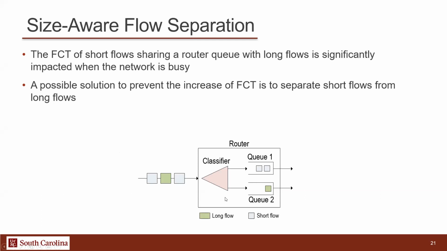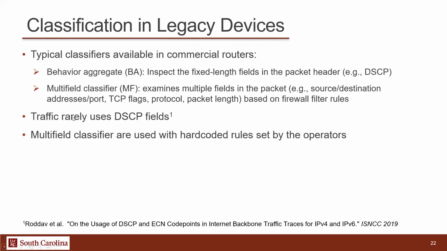And the core routers nowadays have the classifier available. The most common classifiers available in commercial routers are what are known as behavior aggregate. This would look at some fields in the packet headers, for example, the DSCP or the IP precedence. Or you can create a firewall filter, and you decide which fields you want to match on. The issue with the first approach is that the DSCP fields are rarely being used.